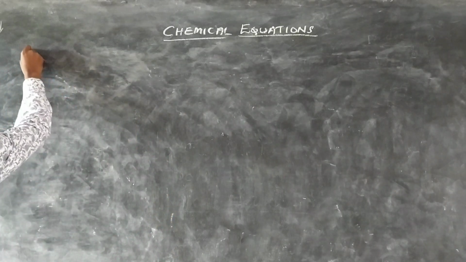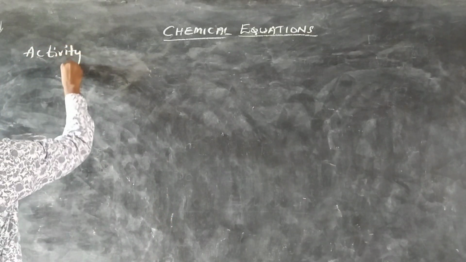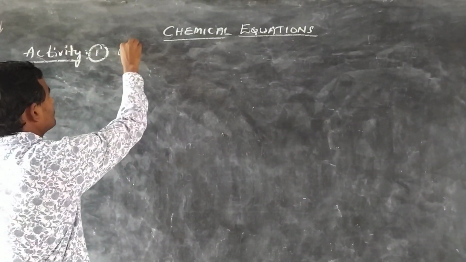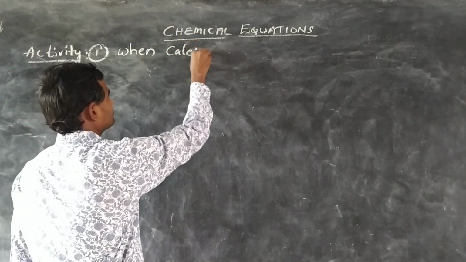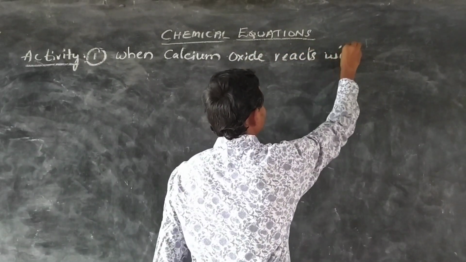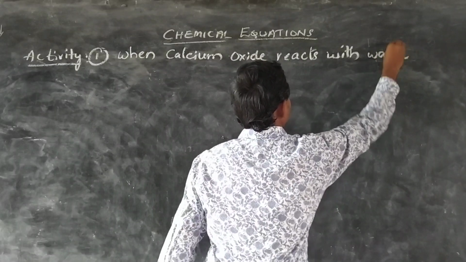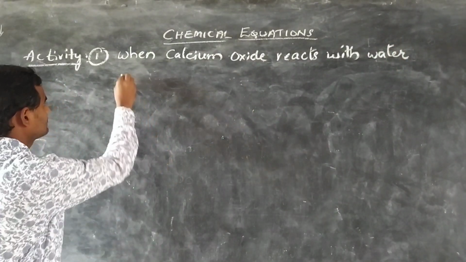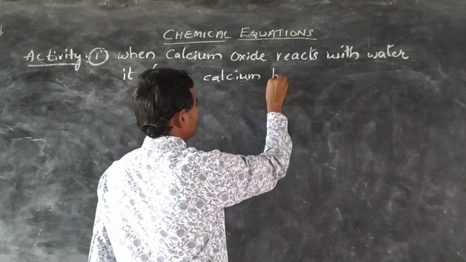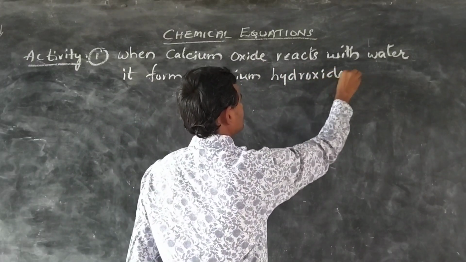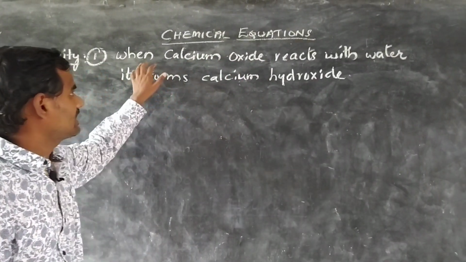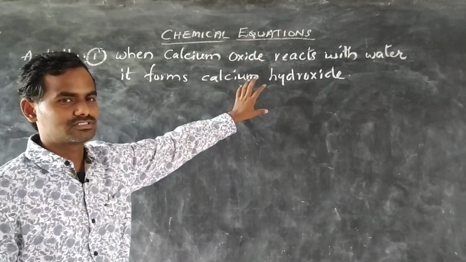Before going to that, in the previous class we studied Activity 1, just remember that. In Activity 1, when calcium oxide reacts with water, it forms calcium hydroxide. This is the reaction between calcium oxide and water. So when calcium oxide reacts with water, calcium hydroxide is formed.